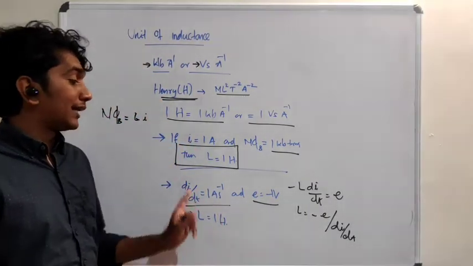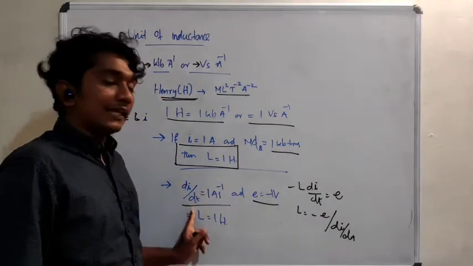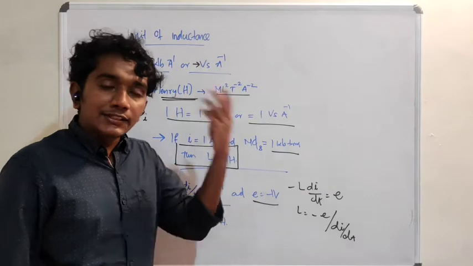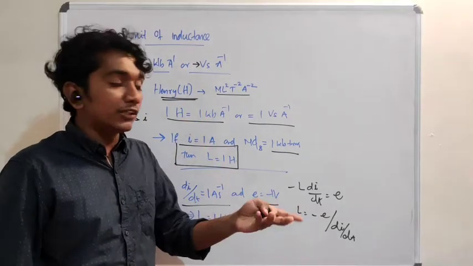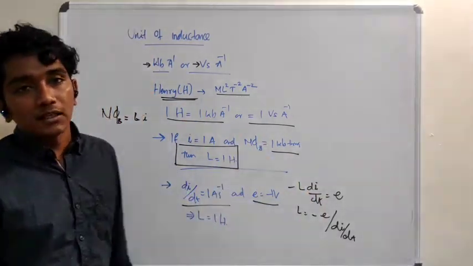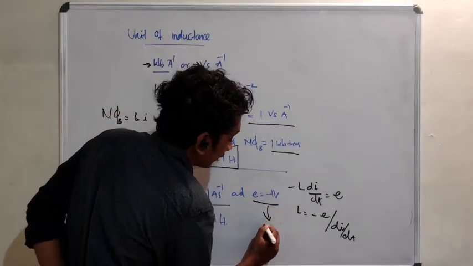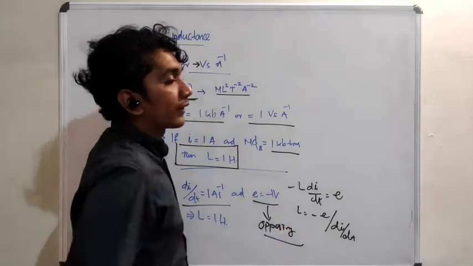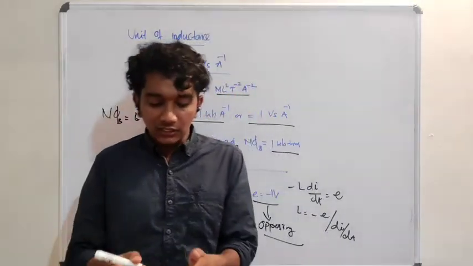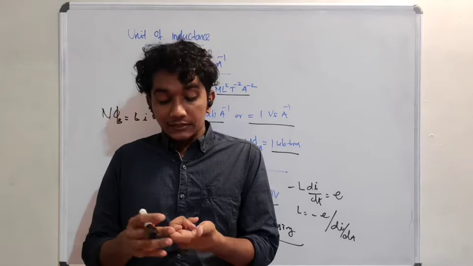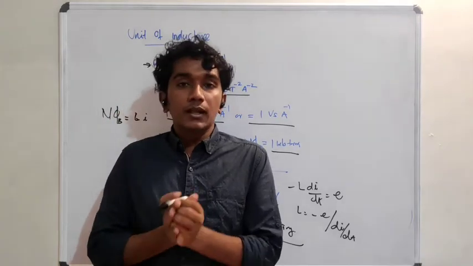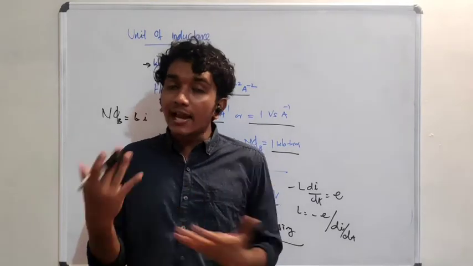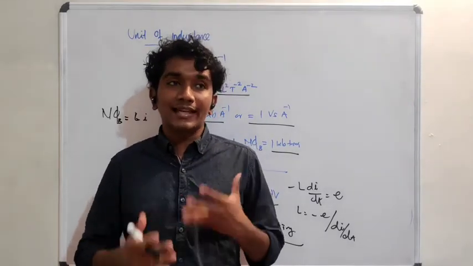What is L equal to 1 Henry? It is when di/dt, the rate of change of current, is 1 ampere per second and the induced EMF, that is the opposing induced EMF, is equal to 1 volt. Think about it, what does that mean? Opposing induced EMF. So these are the units, and this is how we define the unit of inductance, 1 Henry.